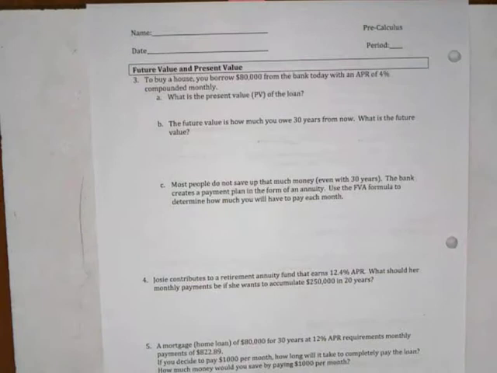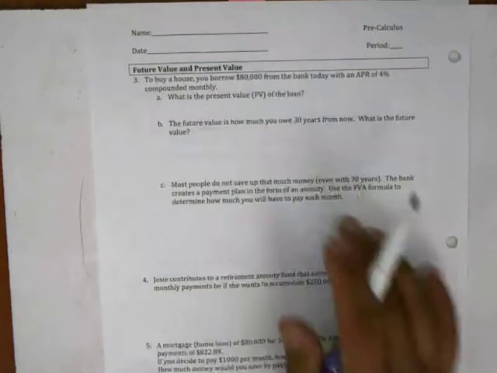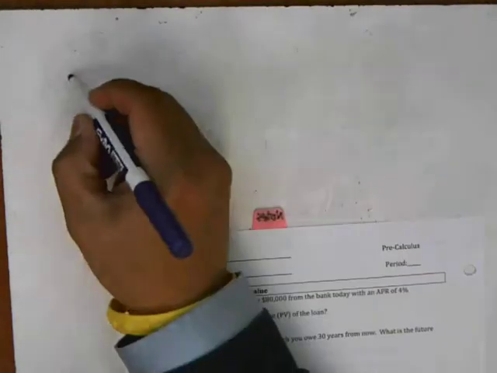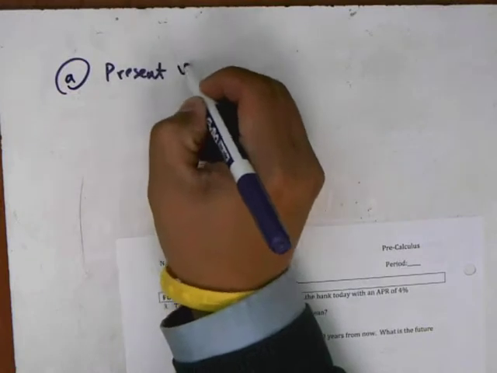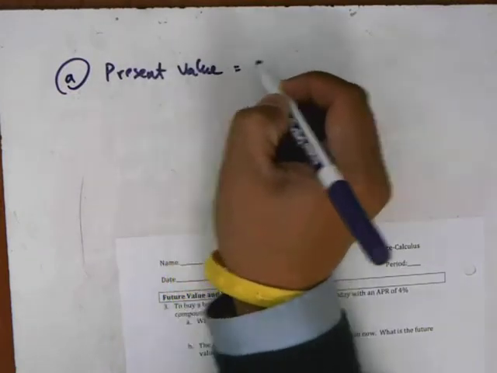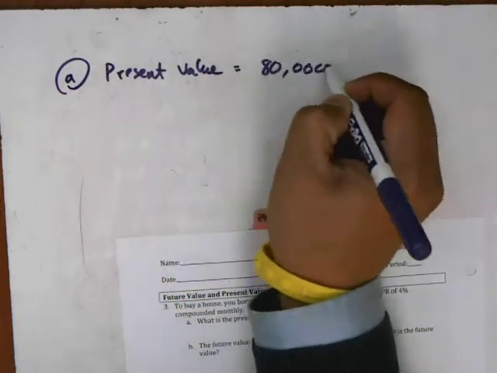Number 3 says, to buy a house, you borrow $80,000 from the bank today with an APR of 4% compounded monthly. What is the present value of the loan? Well, the present value is just how much is it worth today, right now. Since you borrow $80,000, the present value is $80,000.